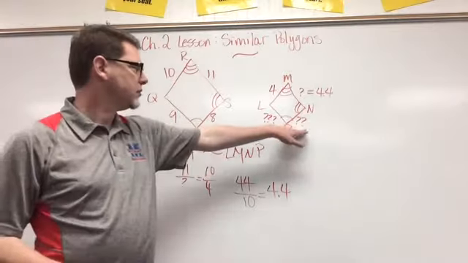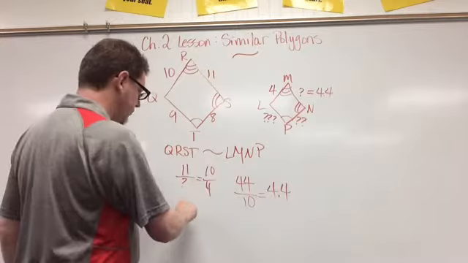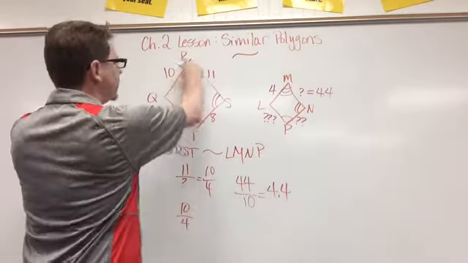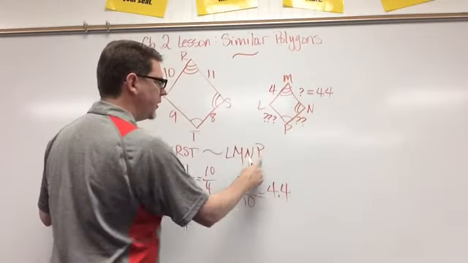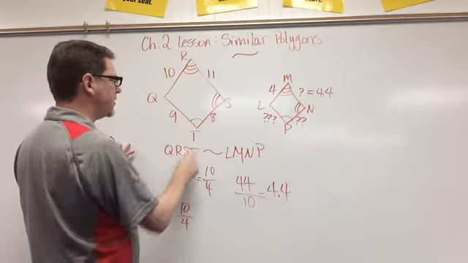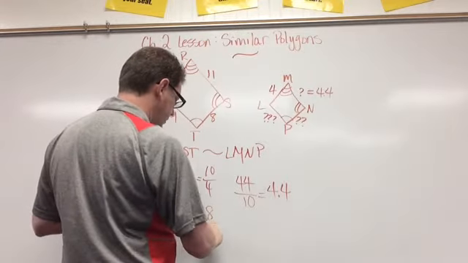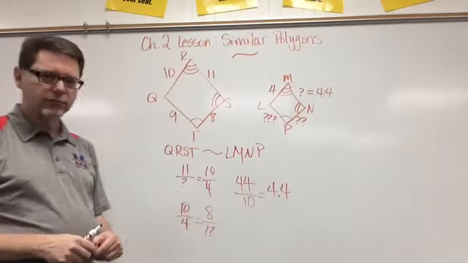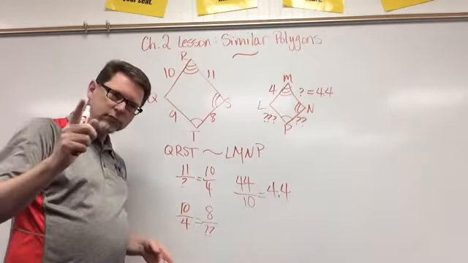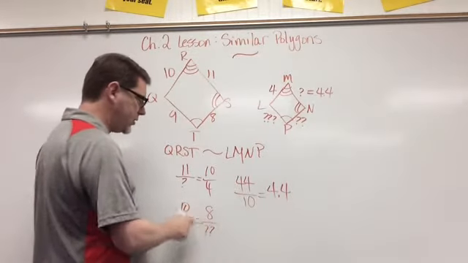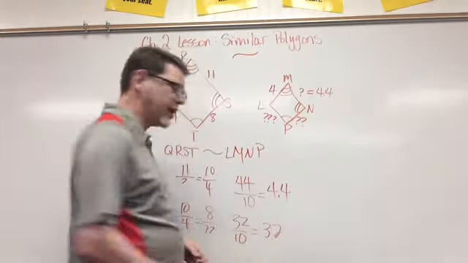Now let's find 2 question marks. Okay? I still know 10 over 4. We know that one matches because QR matches LM. But which one matches PN? PN, the last 2, would be ST. ST is 8. So we know it's 8 over 2 question marks. So let's cross multiply and divide. What's 4 times 8? Exactly, it's 32. And what's 32 divided by 10? You're right, it's 3.2.